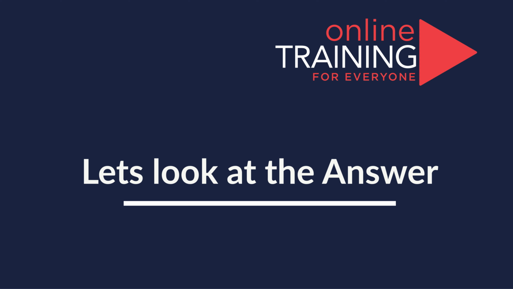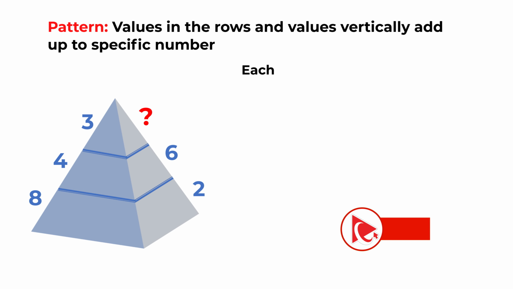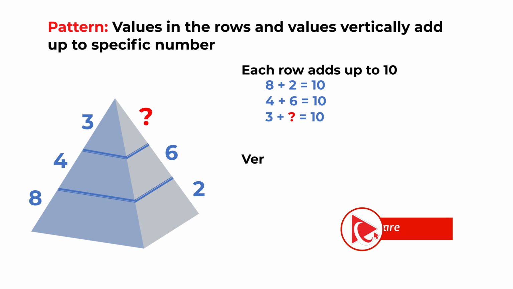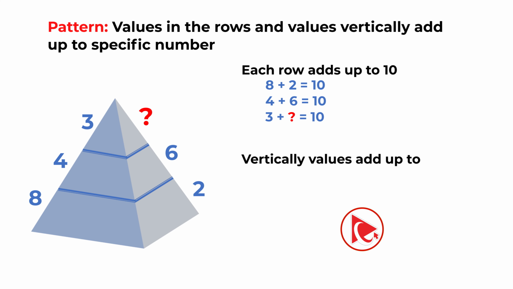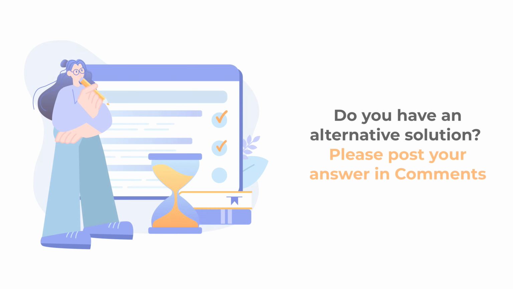As you might have figured out, the key to solve these types of challenges is always look for patterns. And if you look closely, each row adds up to 10. And vertically, values also add up to 15. So the correct answer here is choice C, 7. Hopefully you've nailed this question and now know how to answer similar problems on the test.